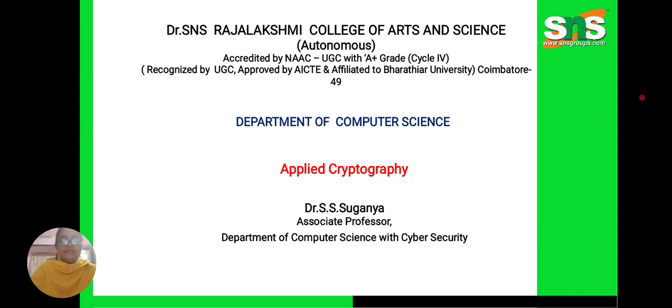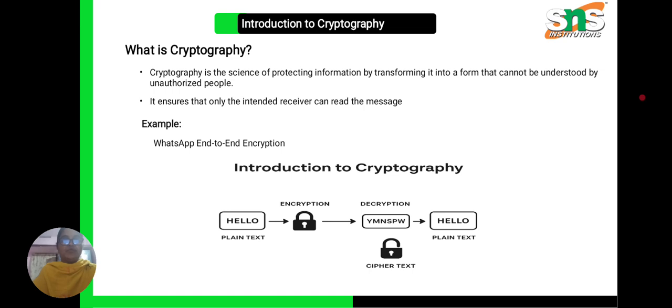So in this video, let us discuss the topic Introduction to Cryptography in the course Applied Cryptography. Before learning the algorithms and different types of attacks in Applied Cryptography, we must understand what cryptography is, why it is needed, and how it is used in real life. Cryptography is the science of protecting information. It transforms readable information into an unreadable form, as we are all aware from encryption and decryption. Now let us go inside the video.